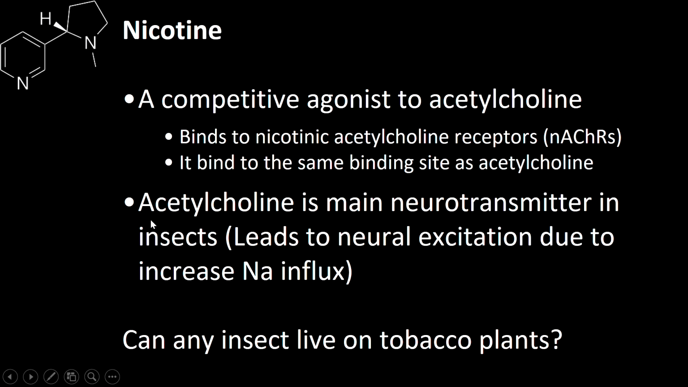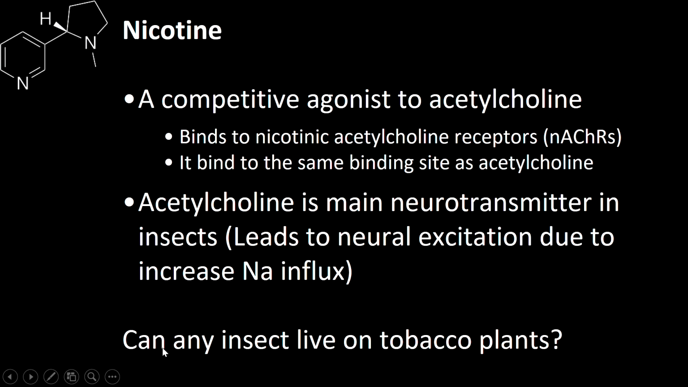And what does acetylcholine do for insects? Acetylcholine is the main neurotransmitter in insects that leads to neural excitation because it increases Na influx. If you have Na going into your cell, then the voltage inside of the cell will increase because Na is positively charged, right? So that will make it easier for your neuron to reach the threshold to have an action potential. Okay, so if an insect is exposed to a high concentration of nicotine, it is going to have seizures and die.